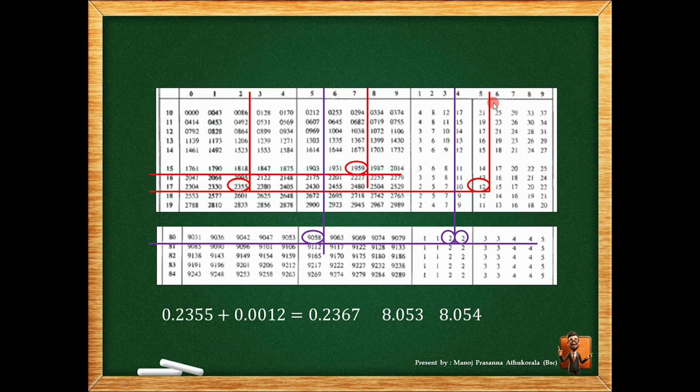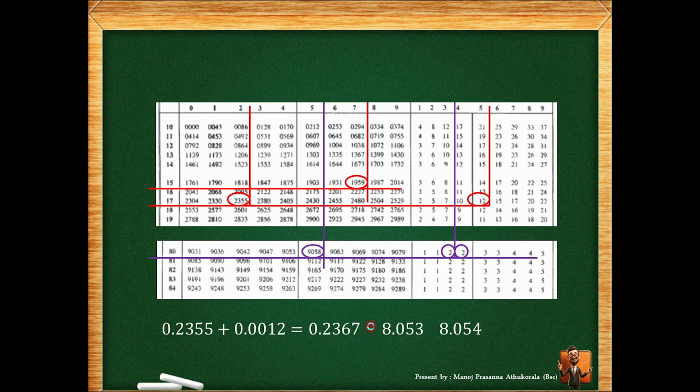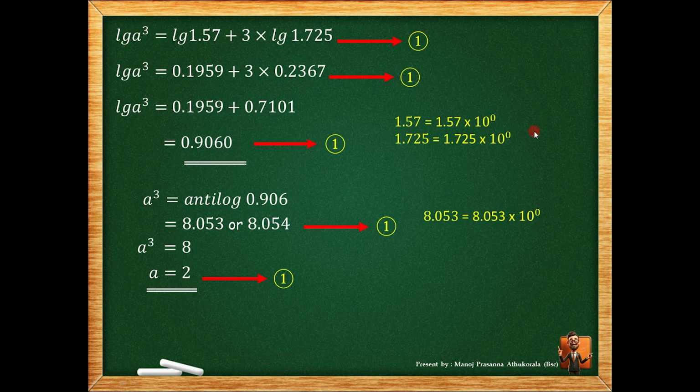0.2355. But there is one more digit, which is 5. So you have to see the mean difference values. It is the fifth column here, and under that column we have 12. It is not just 12, it is 0.0012. So if you add these two values, you get 0.2367. So let's write it here.